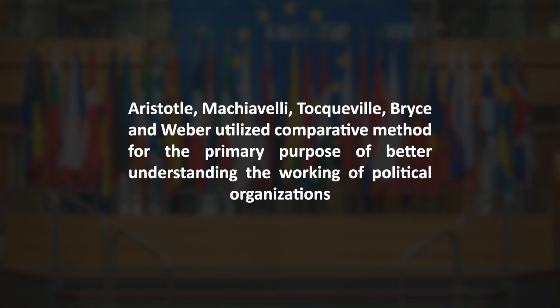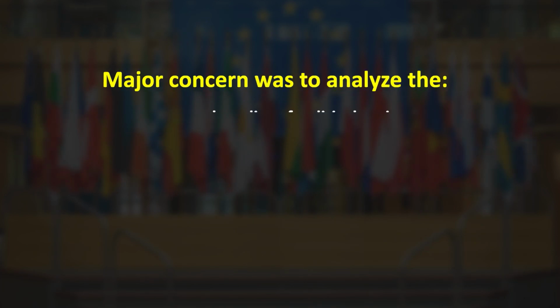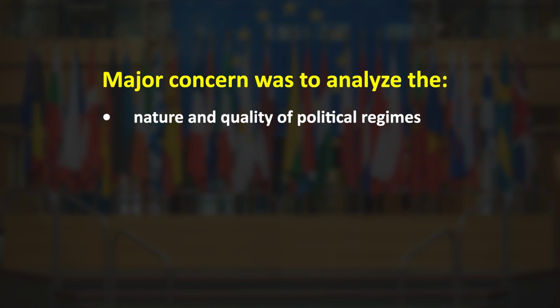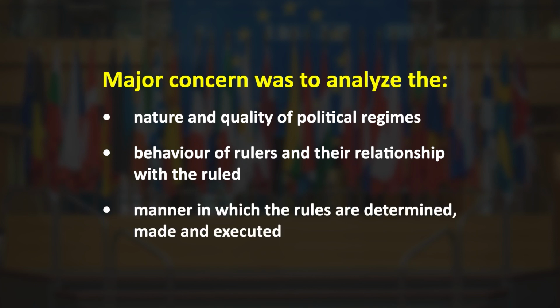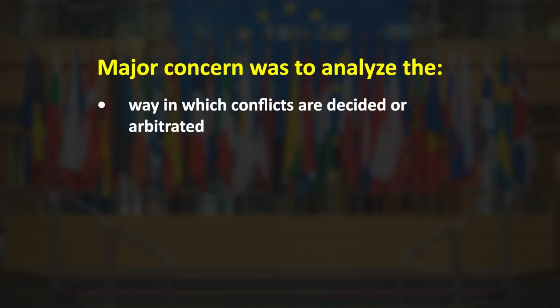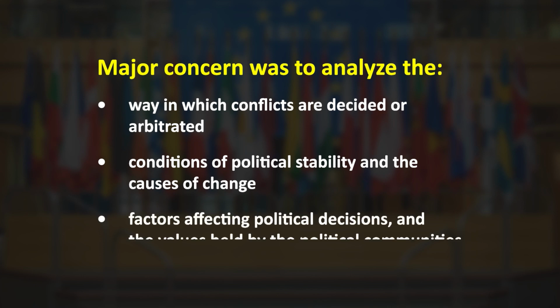These thinkers utilized comparative method for the primary purpose of better understanding the working of political organizations. The major concern was to analyze the nature and quality of political regimes, the behavior of rulers and their relationship with the ruled, the manner in which rules are determined, made and executed, the way in which conflicts are decided or arbitrated, the condition of political stability and the causes of change, and the factors affecting political decisions and the values held by political communities.